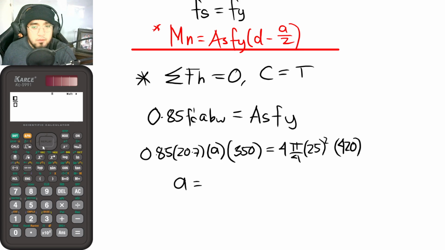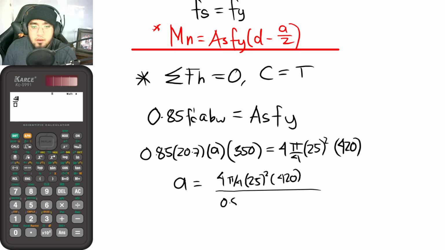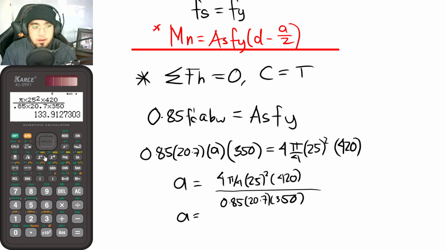For the value of a, you can either make use of shift solve, or better yet, transpose the equation. So this is now equal to 4 times pi over 4 times 25 squared times 420 divided by 0.85 times 20.7 times 350. Solving for the value of a, the 4 would just simply cancel out. So pi times 25 squared times 420 divided by 0.85 times 20.7 times 350. Okay, so the value of a is now equal to 133.913 millimeters.